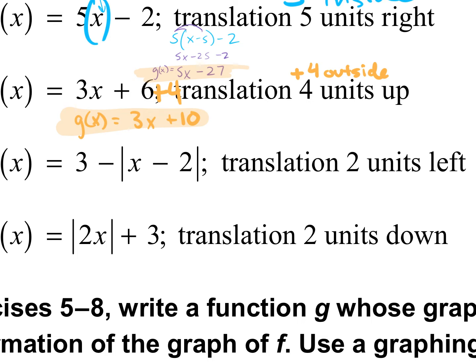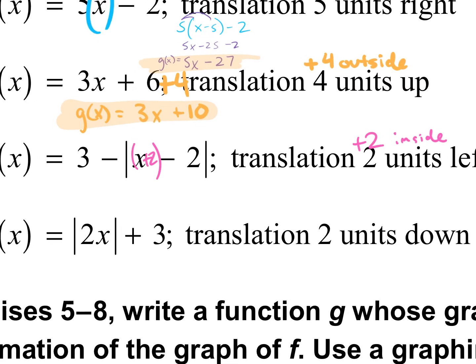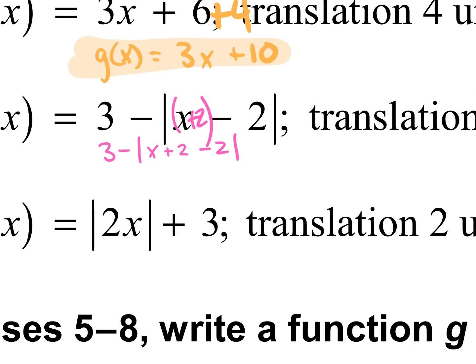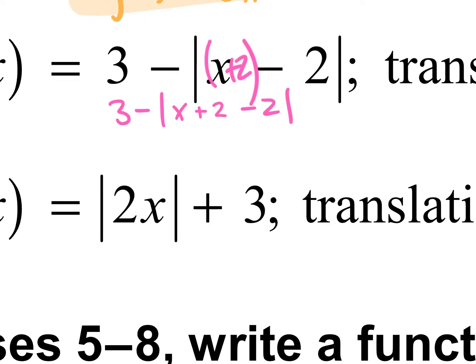Next one is 2 units to the left. So when it goes left, what do I need to do? Add 2 inside. So inside happens directly to the x. So I would just add 2 right to x. So this is 3 minus the absolute value of x plus 2 minus 2. Can I simplify? Yeah. The +2 and the -2 cancel because 2 minus 2 is just 0. So it'd be 3 minus the absolute value of x.